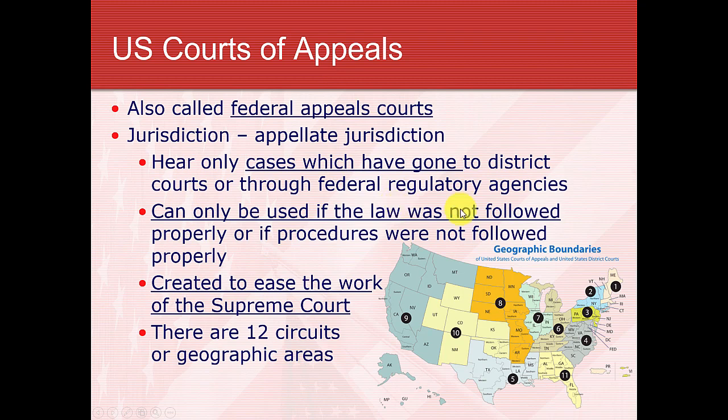So it can only be used if the law was not followed properly, or procedures were not followed properly. So if the police didn't collect the evidence properly, or the trial didn't go well, or they violated your rights, then the court could hear it. And this is created to ease the work of the Supreme Court, so the Supreme Court doesn't have to hear so many cases. And so you can see on here there are 12 circuits or geographic areas. Washington, D.C., which is right over here, has its own. That's where the 12th one's located.